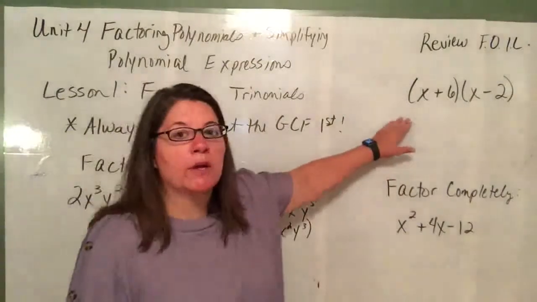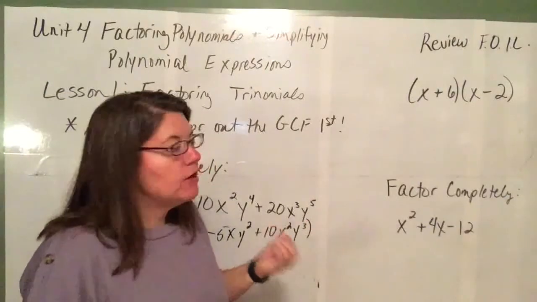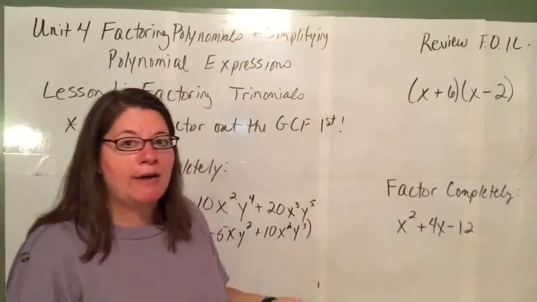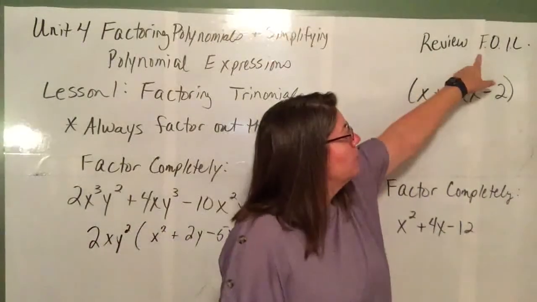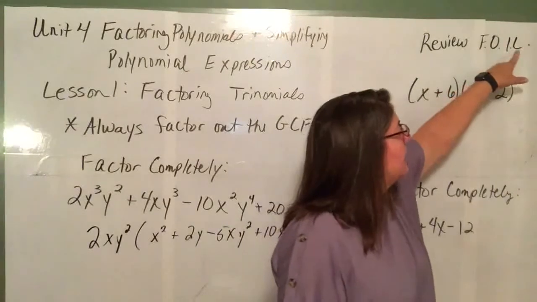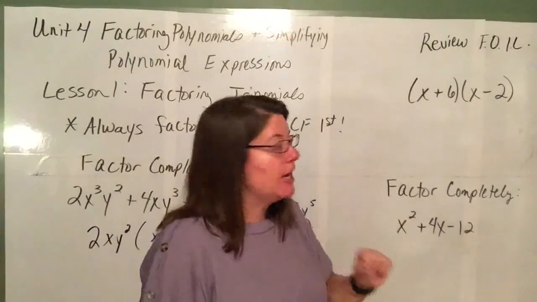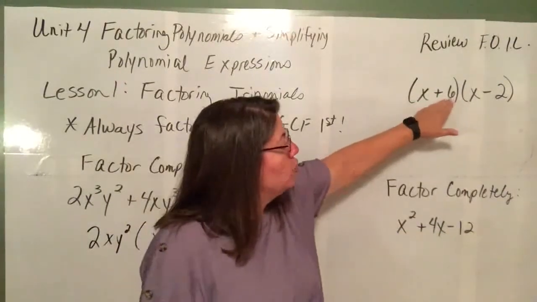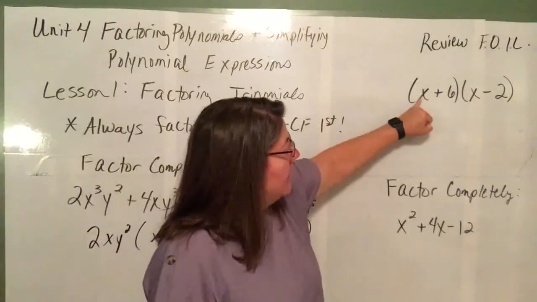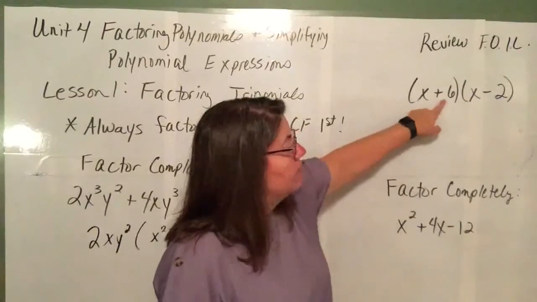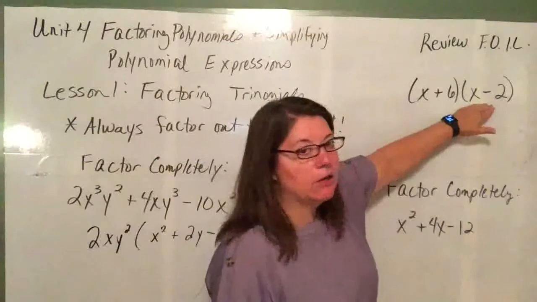Here we're going to review FOIL before we talk about factoring trinomials, because you have to understand how FOIL works to understand why factoring trinomials works. So let's just review that real quick. FOIL, remember, stood for first, outside, inside, last. That's the method we use when we're multiplying two binomials together. Remember, a binomial is when you have two monomials added or subtracted from each other. So this monomial is x, this monomial is 6. We put those together and we've got a binomial, x plus 6. Same thing here, this is a binomial, x minus 2.